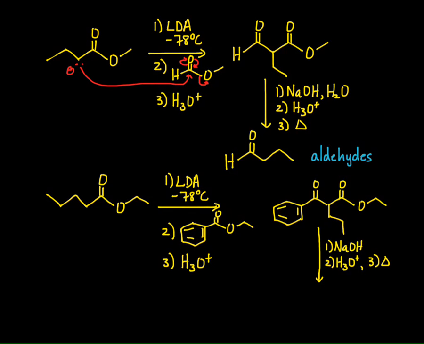So let's pause again and see if you can draw the product. Okay, so let's see what that product looks like. This is the structure. And this is a way of making phenylketones. We saw how to make methyl ketones prior. Now we know how to make phenylketones with benzoate, ethyl benzoate, methyl benzoate derivatives.